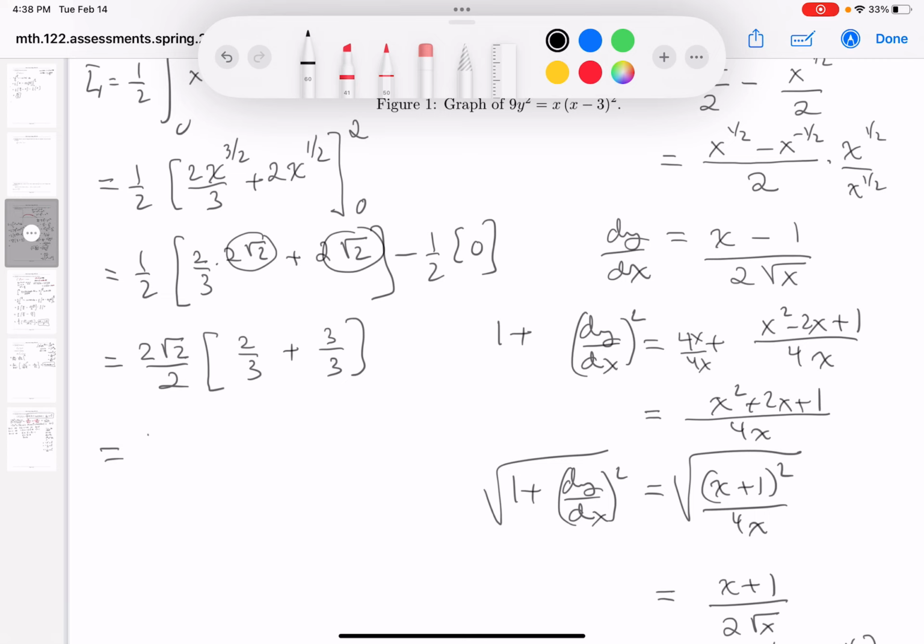And 2 root 2 over 2 is just root 2. And 2/3 plus 3/3 is 5/3. And what do you get there? 5 root 2s over 3.